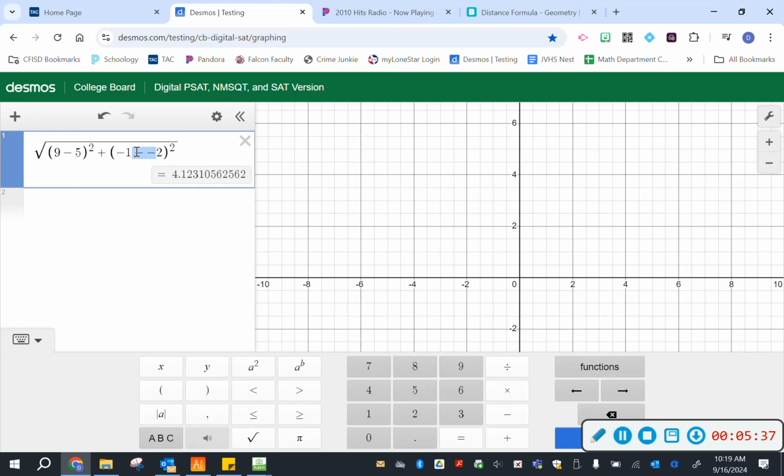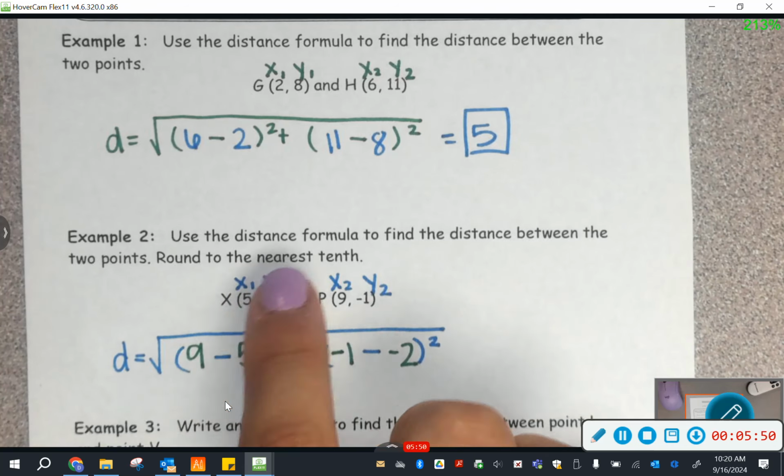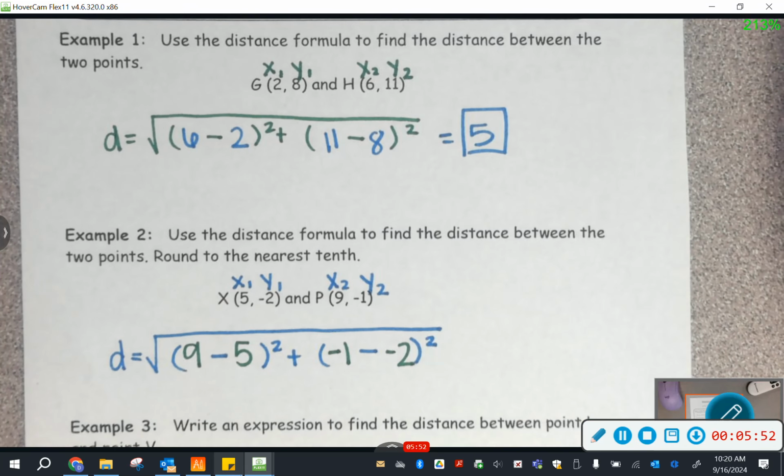Make sure you have two negatives right there. Did y'all get a big long decimal? Did y'all get this decimal? Okay. On the instructions here, it says round to the nearest tenth. What does tenth mean?